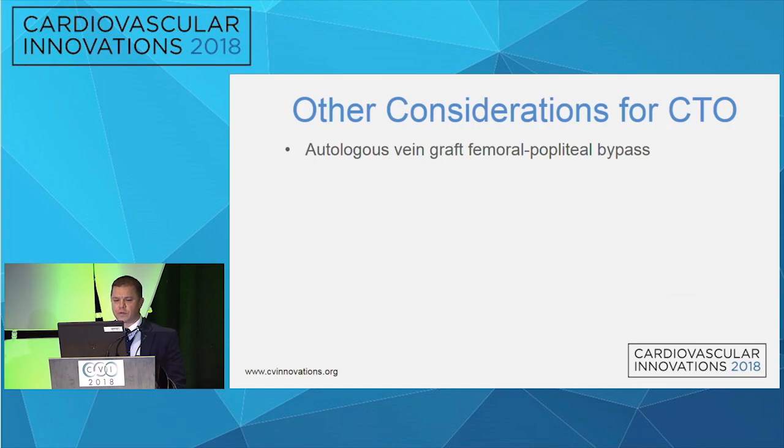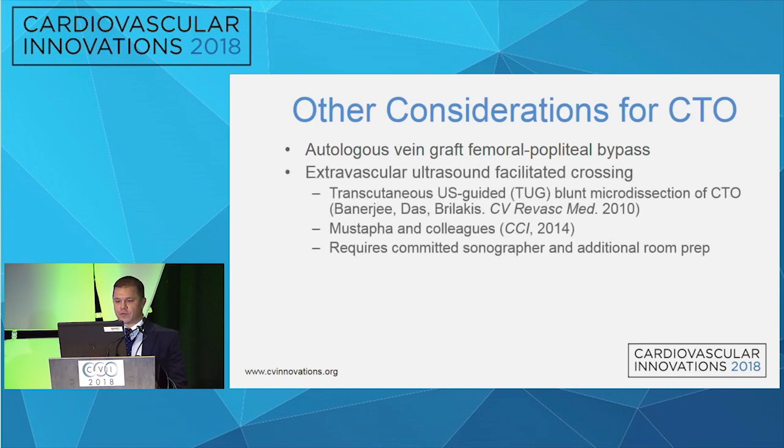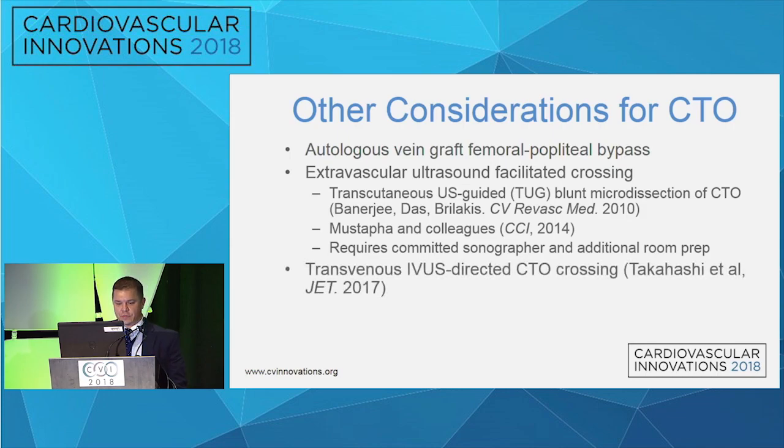Other considerations for chronic total occlusions: we've heard at this meeting that autologous vein graft and femoral popliteal bypass is an important treatment option we shouldn't forget about. Extravascular ultrasound facilitated crossing has been described by some of the panel members here, as well as Mustafa and colleagues. This requires a committed sonographer, but definitely is a safe and effective approach in helping to guide crossing of these difficult lesions. And then transvenous IVUS-directed CTO crossing has been used successfully in Japan, and a lot of imaging guidance may in fact be quite helpful in crossing these complex lesions.